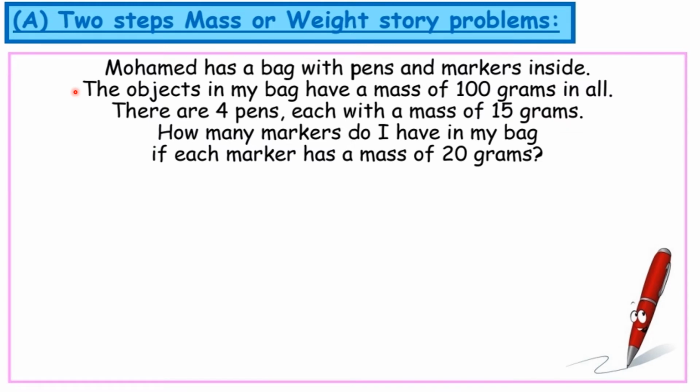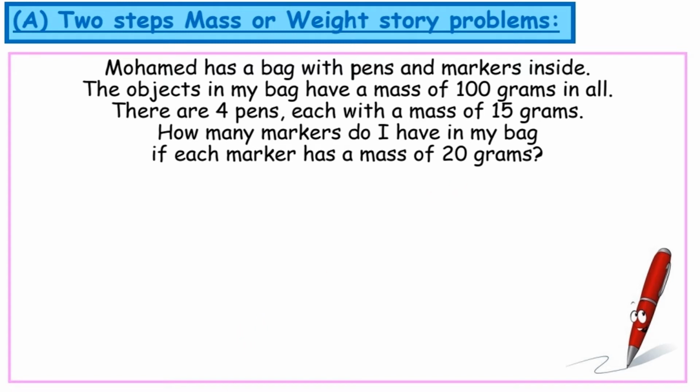Muhammad has a bag with pens and markers inside. The objects in his bag have a mass of 100 grams in all. So all of the objects are 100 grams. There are 4 pens, with each mass of them 15 grams. How many markers does he have in his bag, if each marker has a mass of 20 grams?